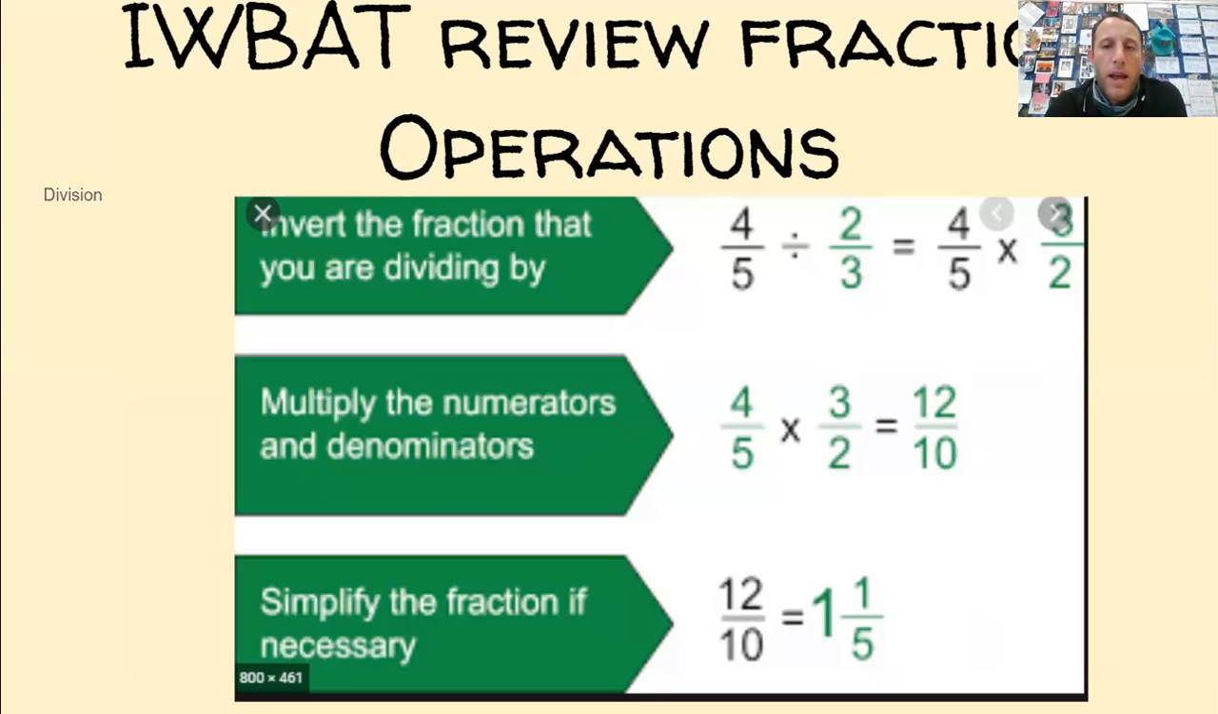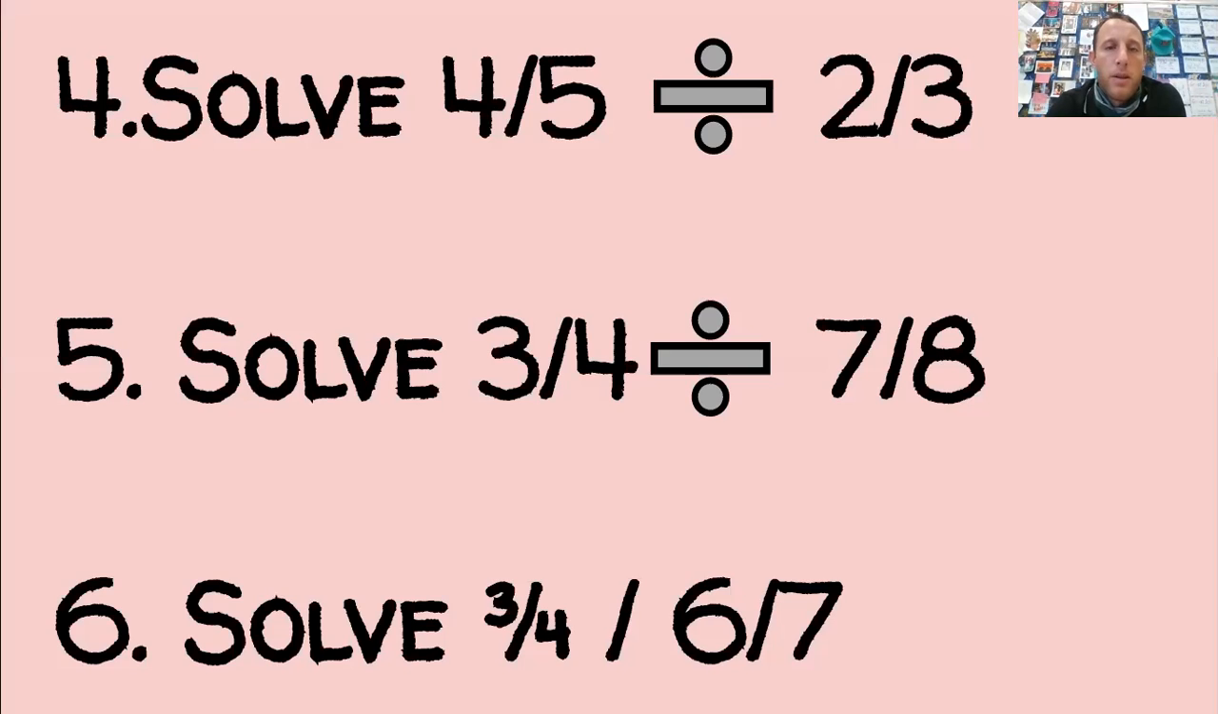Here's reviewing dividing fractions. This is where we need to know keep, flip, change, or multiplication by the reciprocal is the mathematical term. So 4/5 divided by 2/3 is the same as 4/5 times 3/2. We multiply straight across and then we reduce, make sure we simplify. There's number 4, 5, and 6. So give those a try.